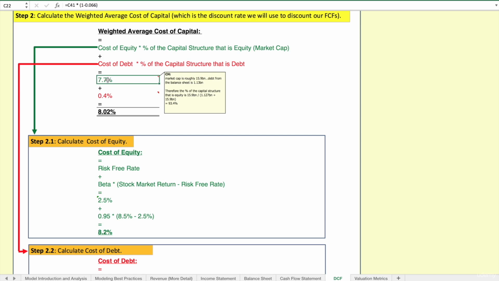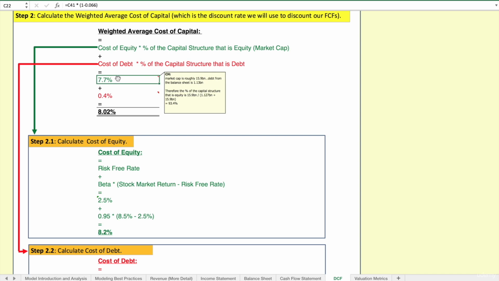Now we have to multiply this times what percent of the enterprise value, or value of LinkedIn, is equity versus debt. You can see there the market cap is roughly 15.9 billion. It's a little bit off. I'm not sure exactly where the stock's trading right now, but it's a touch off. And debt from the balance sheet is 1.13 billion. So the percent of the capital structure for LinkedIn that is equity is 15.9 billion divided by debt plus equity, 1.3 billion plus 15.9 billion. That gets 93.4%. So 93.4% times that is the cost of equity at 7.7%.